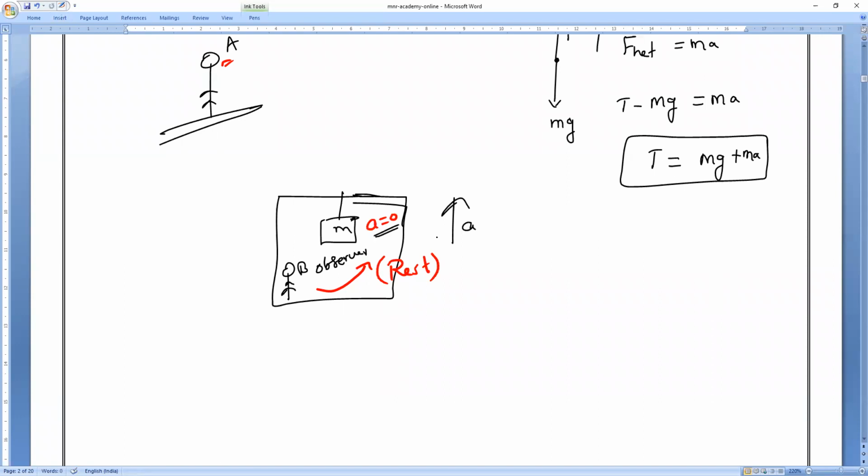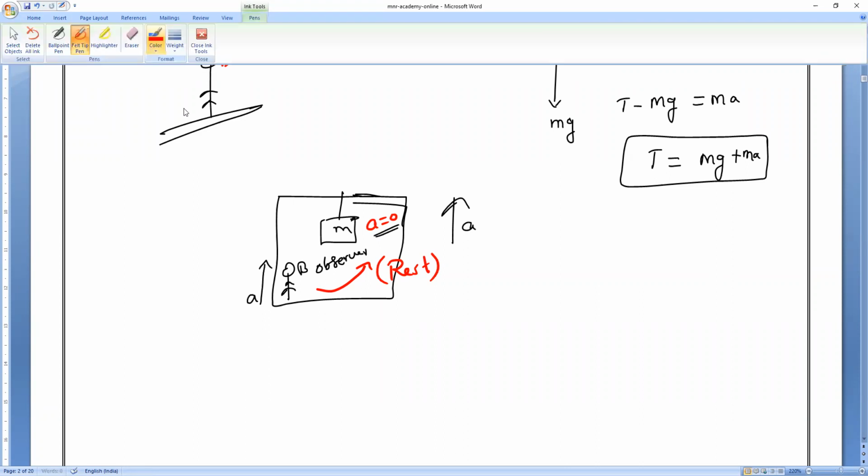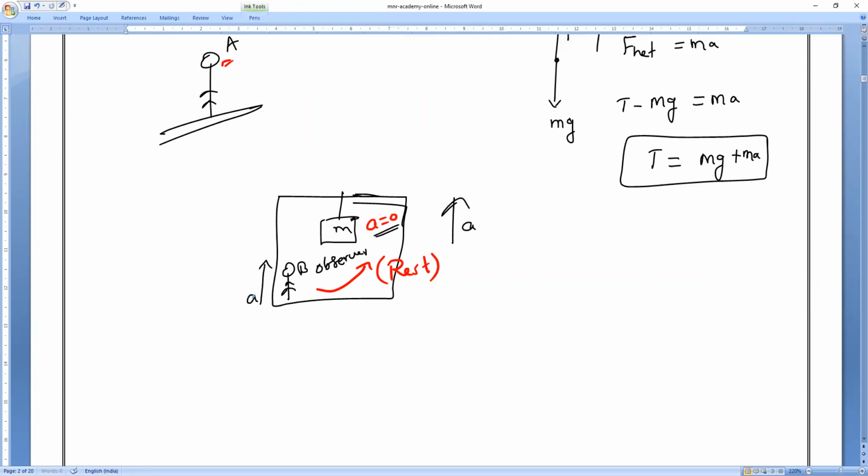Acceleration is equal to how much, Pradosh? The observer is inside, so the observer's acceleration is also the lift's acceleration. Am I right or wrong, everybody? Clear or not? So the observer has the same acceleration, and that is the reason the body appears to be in a state of rest. Means what is the acceleration of the body, mass M? Zero, sir.